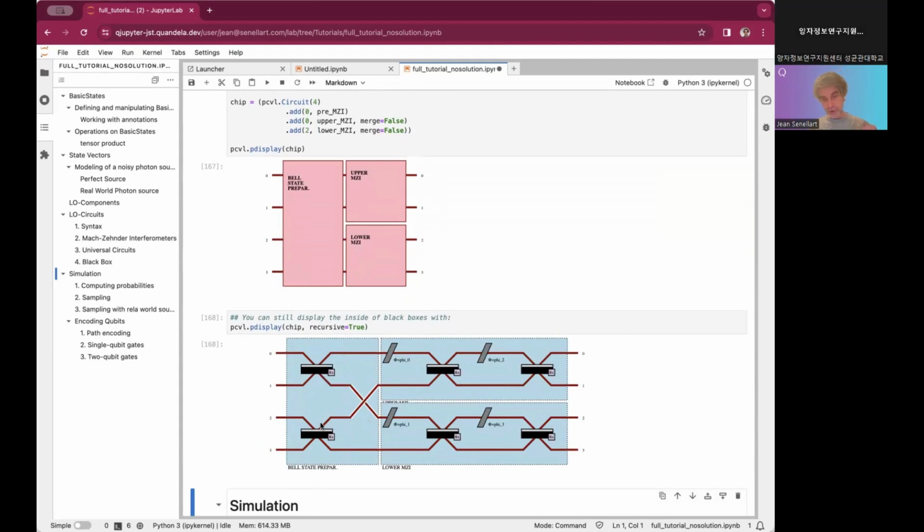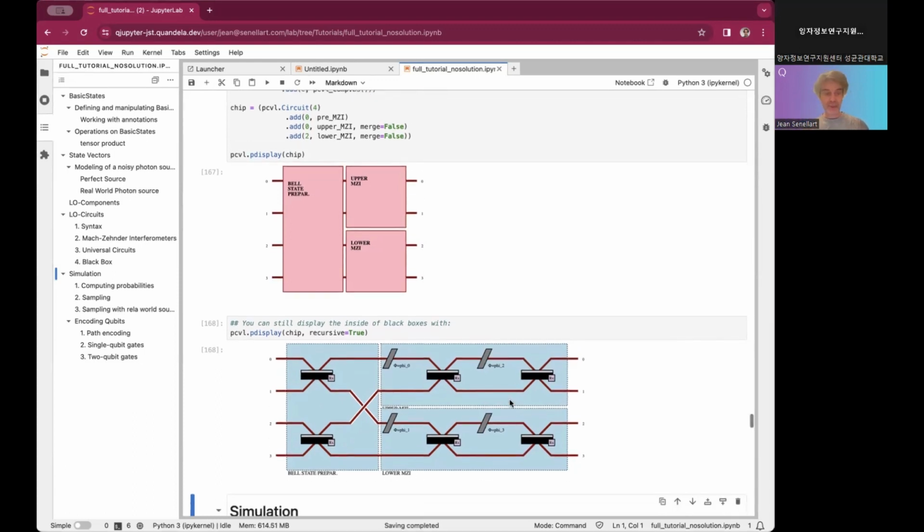Here we can see what we are doing. There is Bell state preparation. We mix the two modes, so there's a qubit 1, qubit 2. We make a Hadamard gate. Then we mix the two, we swap between the two qubits, and then we apply MZI here.